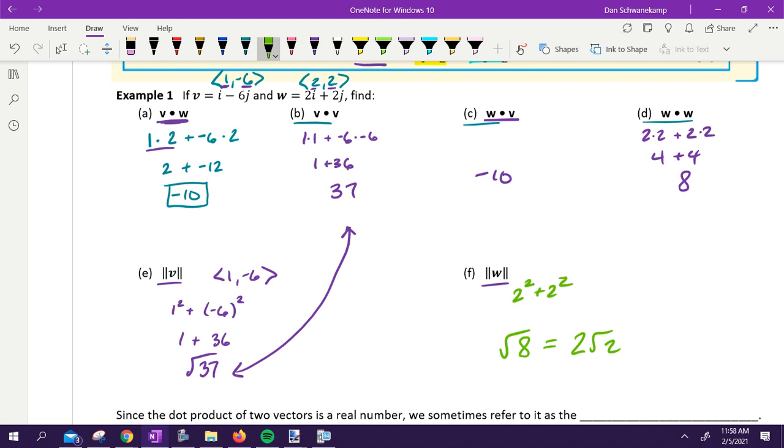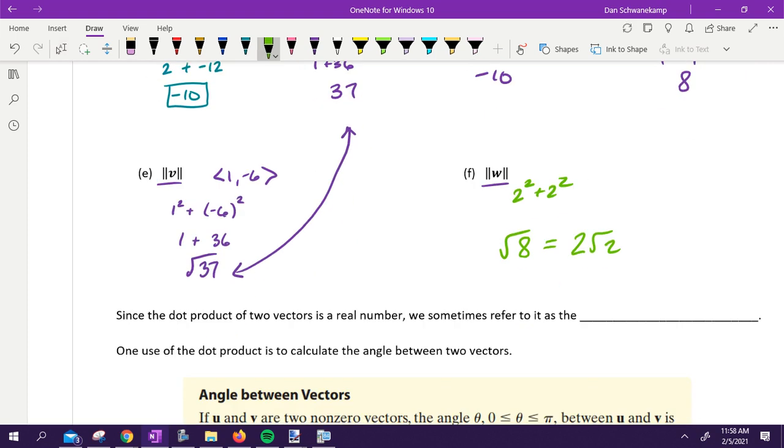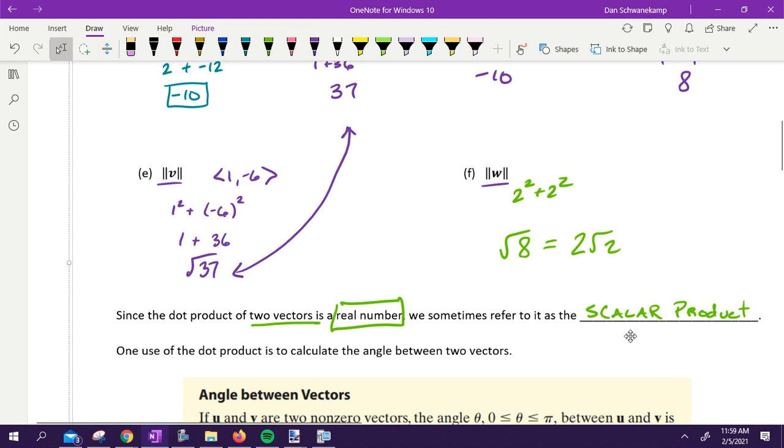Same concept, dot products. When you do a dot product, you take two vectors and your answer is just going to be a real number. It's just going to take two weird things and give me a number in the end. We refer to this as a scalar product. When we talk about the word scalar, it means it doesn't have a direction. It's just a value. That's what's happening here.